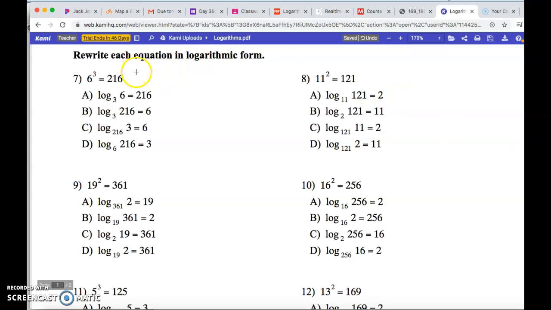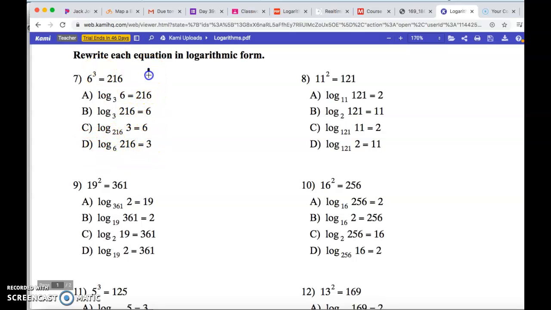So still using that log BAP idea, the base is here, your answer is here. So we need log base 6. The power, your answer, is right here. So base, answer, and then the power is the power of 3. So it's going to be D for this one.